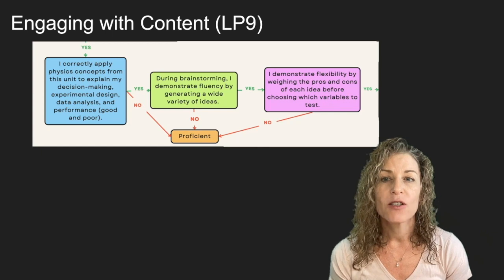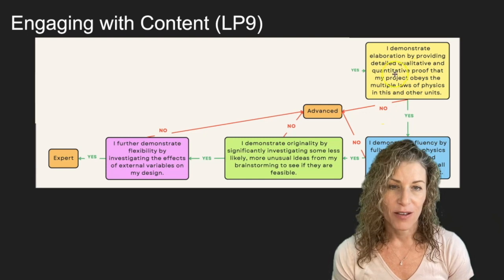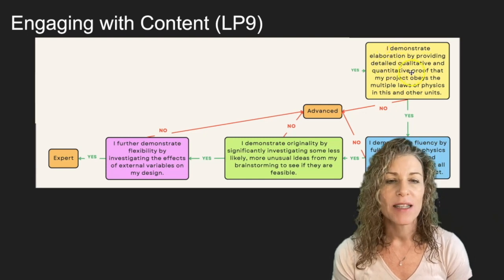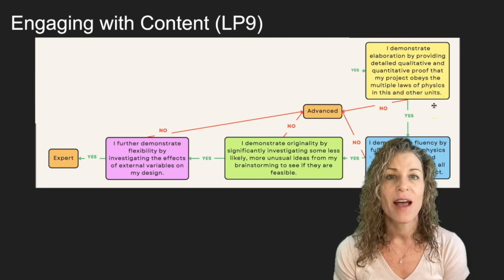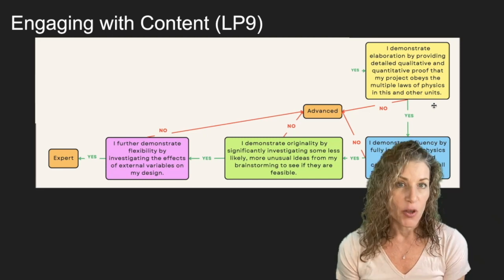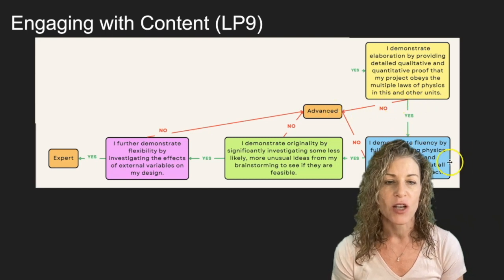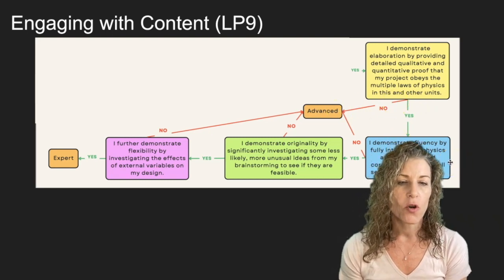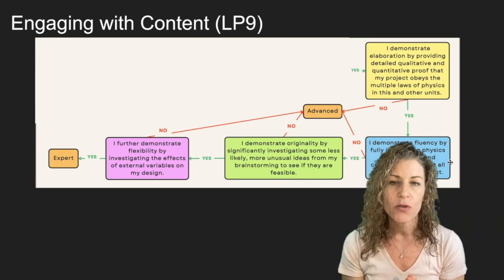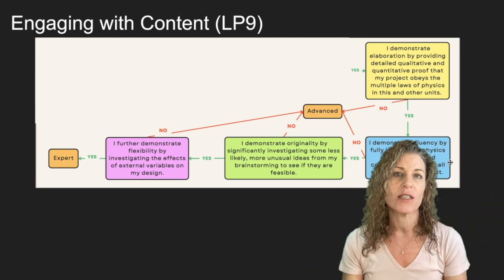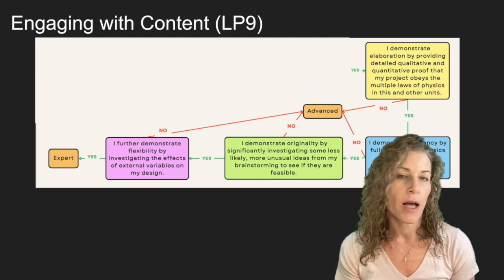Let's look at what you have to do to get past the advanced level. Okay, so there's 4 things. Elaboration: detailed, qualitative, and quantitative proof that your project obeys multiple laws of physics from this and other units. Okay, you can see why that's expert. It's very complex, very sophisticated. If not, you're at the advanced level. If yes, let's check fluency. Fully integrating physics appropriately and correctly throughout all sections. So it's not just its own section, it's not just in your brainstorming, but it's sprinkled throughout. I can really see that you're applying a variety of correct physics to figure out how to do this.